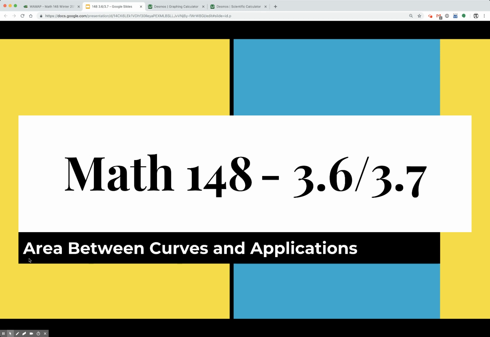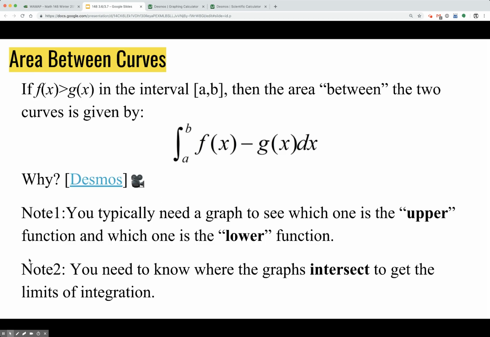Welcome to this first video for sections 3.6 and 3.7. In this video, we're going to be looking at the area between curves and how we can apply this in various situations. So we're going to start with a short video that gives us the general abstract idea, and then we'll move to some examples.